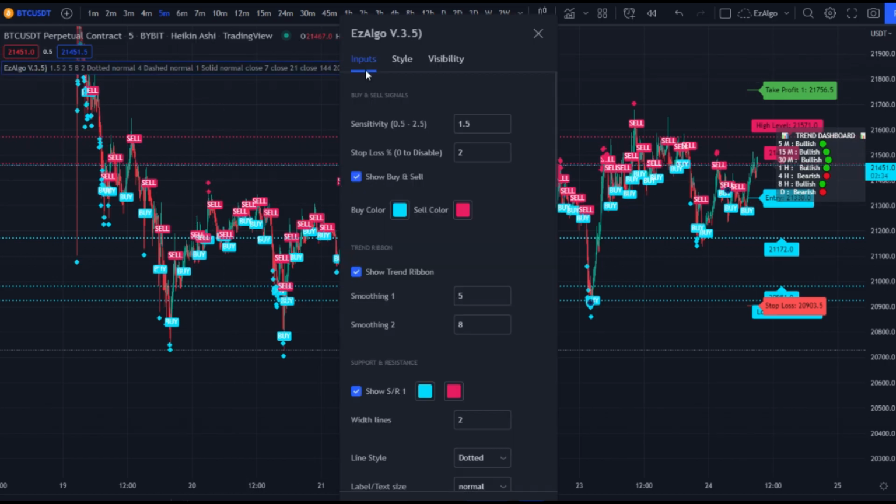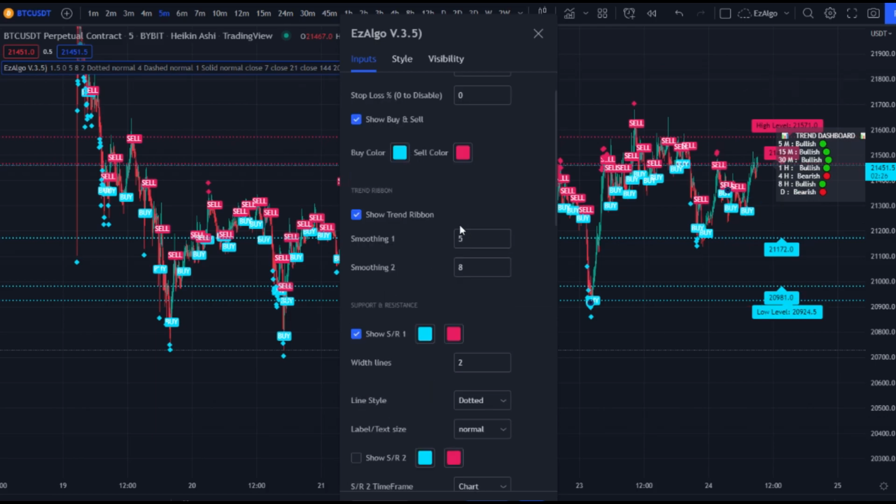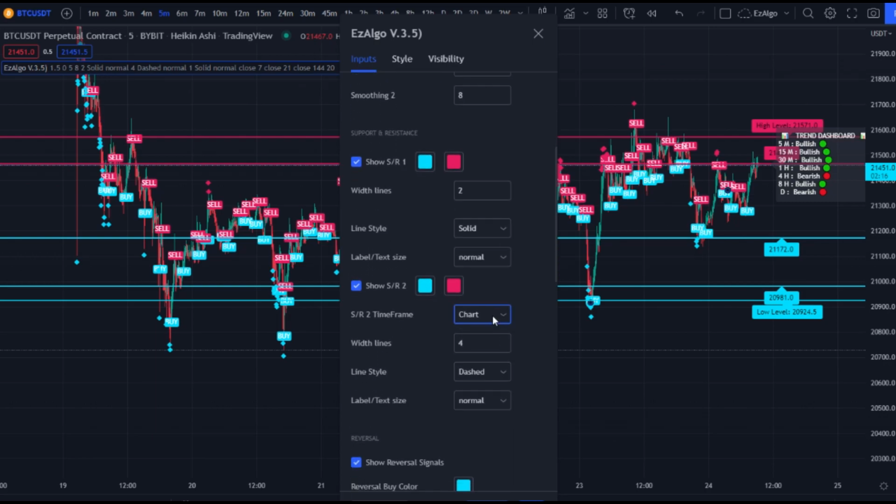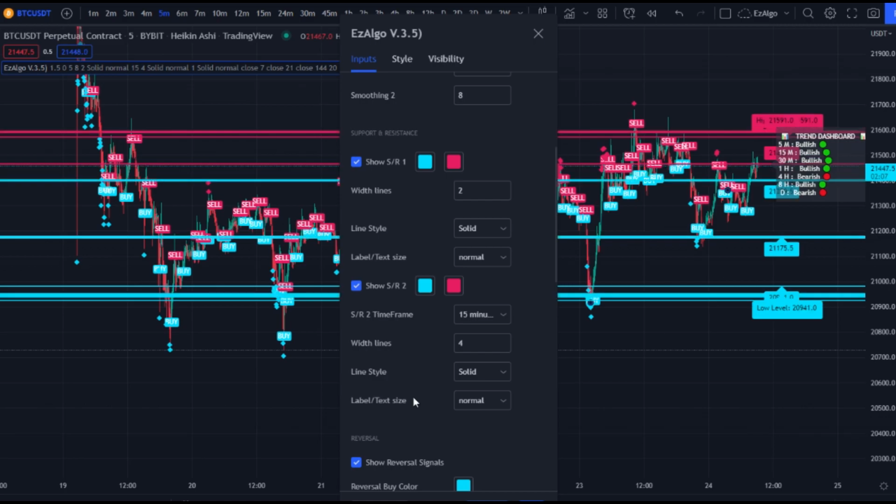So we're going to come to the settings, turn the stop loss to 0, first of all, keep the trend ribbon on. The SR1 is going to be on as well, but we are going to change the line style to solid lines. All right, very important that you change the line style to solid. Then we're going to turn on SR2 and change it to the 15-minute time frame and change that to solid as well.